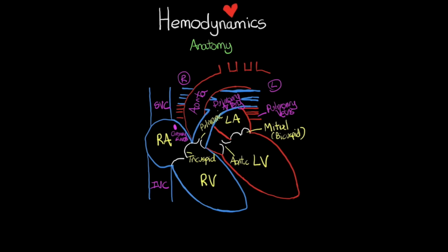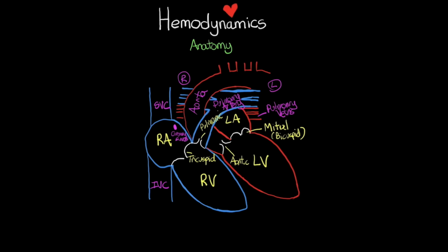And so just as one big review of the whole flow of blood, we have the blood coming from the superior vena cava, inferior vena cava, and the coronary sinus, which are emptying into the right atrium. It's then going to pass from the right atrium through the tricuspid valve into the right ventricle. From there, it's going to be ejected out the pulmonic valve into the pulmonary arteries, which are going to travel to the left and right lungs. From there, the blood, the oxygenated blood at this point, is going to return via the left and right pulmonary veins into the left atrium.